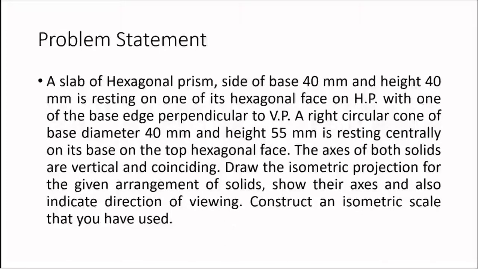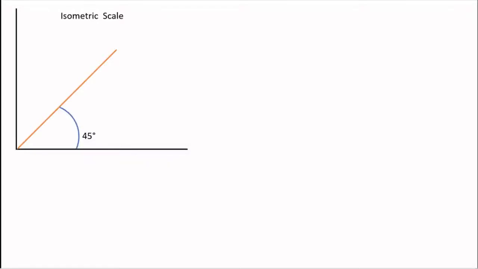Keeping this in mind, we move to the overview of the problem. We start with the isometric scale by drawing the axis and a line inclined at 45 degrees on which we will be taking true lengths of 1 centimeter divisions. And then we draw a line inclined at 30 degrees on which we will be obtaining the isometric length.